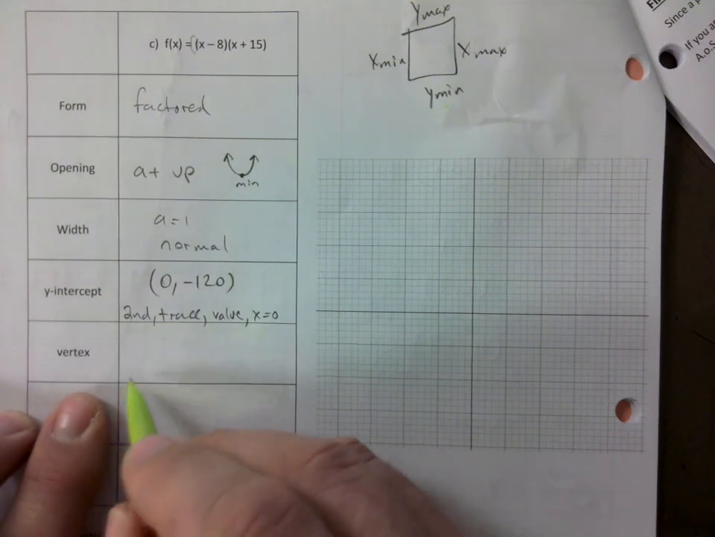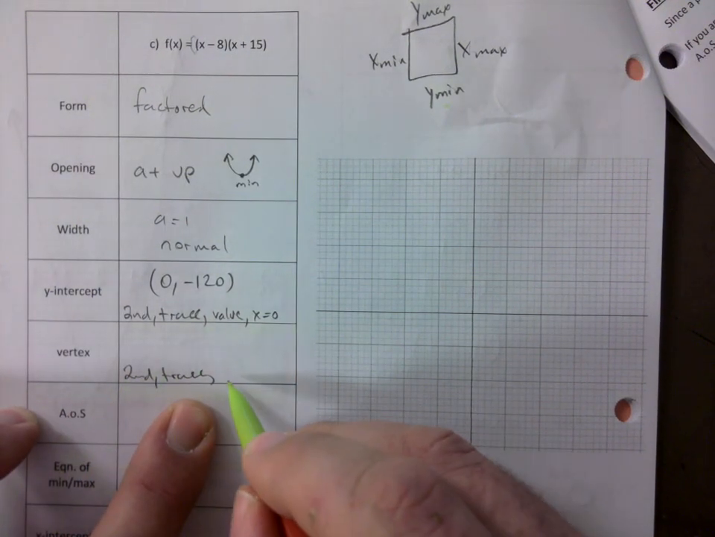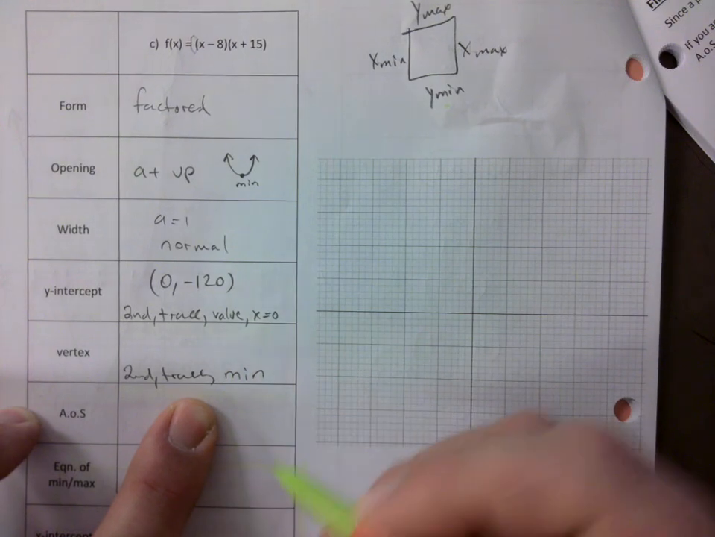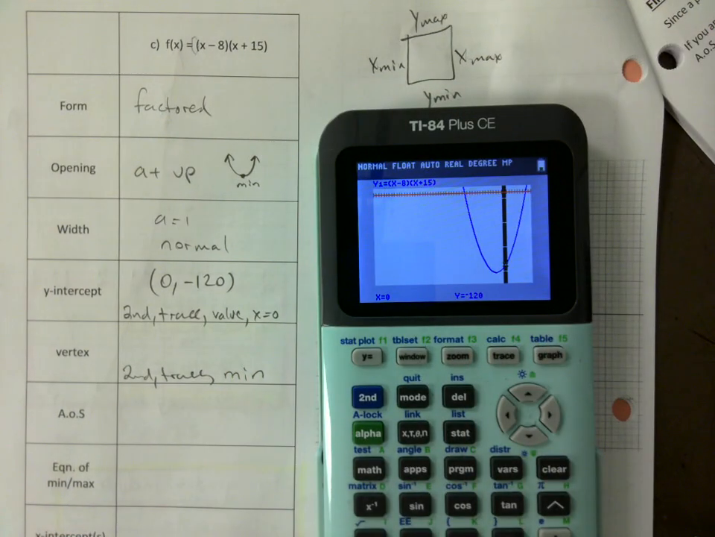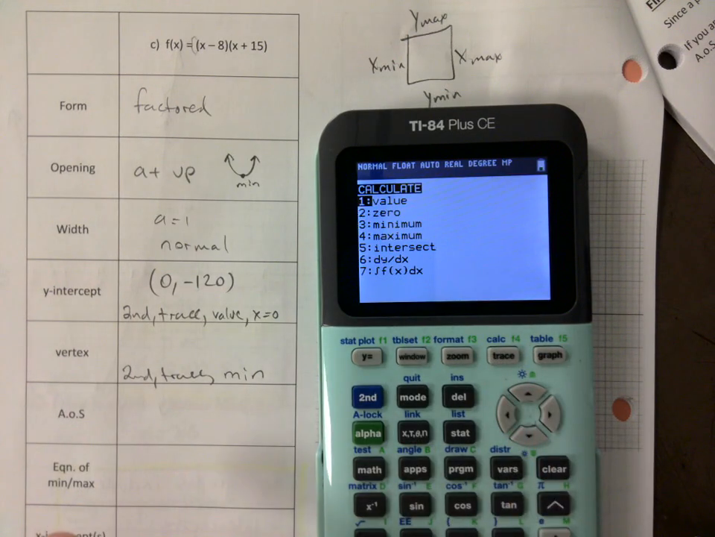Good point. Vertex. Second, trace. Is it max or min again? It's min, right? We already determined that. If you use max, listen carefully, the calculator will try to find it, and it will give you a number. It will be completely wrong, okay? So you gotta make sure you pick the right one. Second trace min.